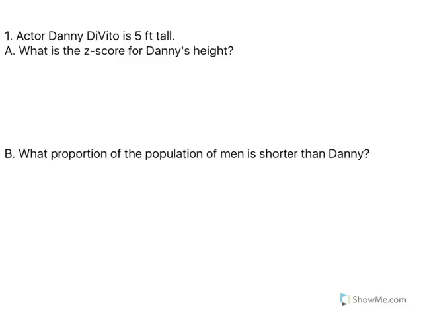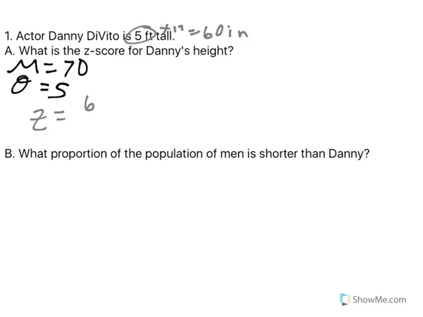All right, let's talk about Danny DeVito. So Danny DeVito is 5 feet tall. What's the z-score for Danny's height? Again, he's a man, so the mean is 70, the standard deviation is 5. All right, so we find the z-score. Z equals, 5 feet, multiply that by 12, so he's 60 inches, because remember, everything is in inches. So 60 minus 70 divided by 5, negative 10 divided by 5 is negative 2.